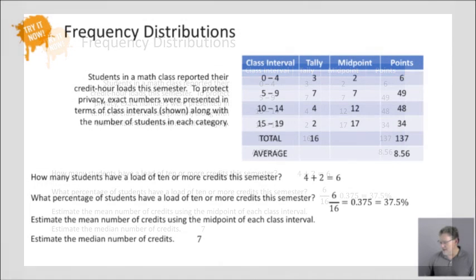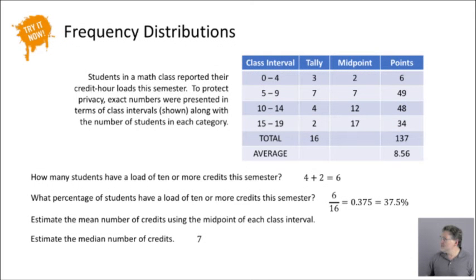Well, in this case, we have our first question being addressed by the latter two rows here, 10 to 14, the class interval there having 4 students in its tally, and then the row 15 through 19 having another 2 students in its tally. 4 plus 2 is 6. And to answer the second question here, those 6 students out of 16, 6 divided by 16 is 0.375, which is 37.5%. So we're making use of some of our percent discussions from some previous videos there.